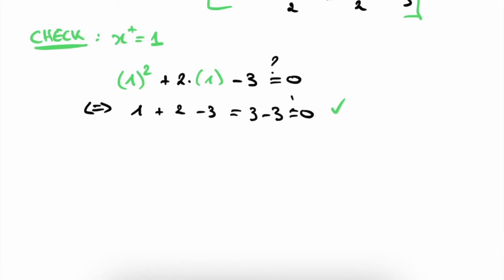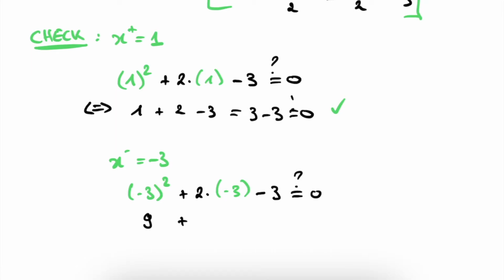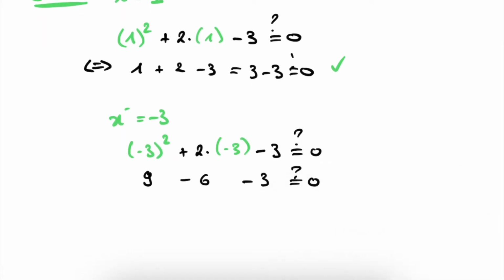So let's now look at the second solution, which was x is equal to minus 3. So that would be minus 3 squared, because x is minus 3, plus 2 times minus 3, because x is minus 3, minus 3. Is this equal to 0? Well, let's see. Minus 3 squared is 9, plus, or should I say minus, because 2 times minus 3 is minus 6. Minus 3, is this equal to 0? Well, yes, of course it is, because we get just 9 minus 6 minus 3, which is equal to 0, so we didn't make any mistakes.